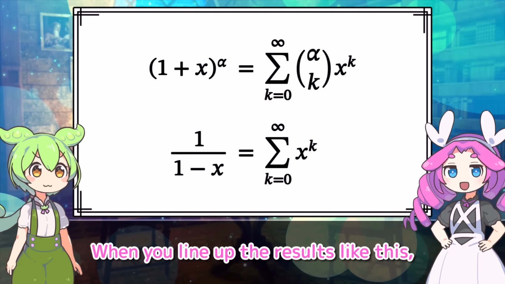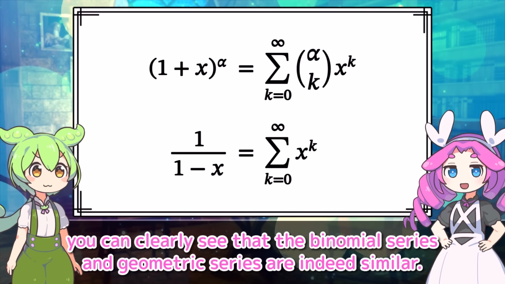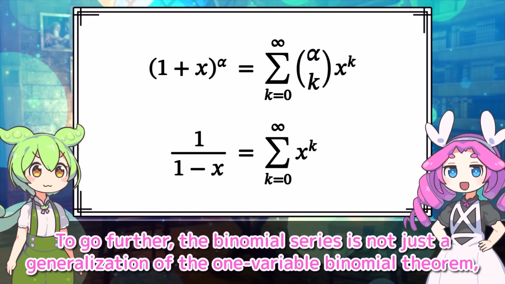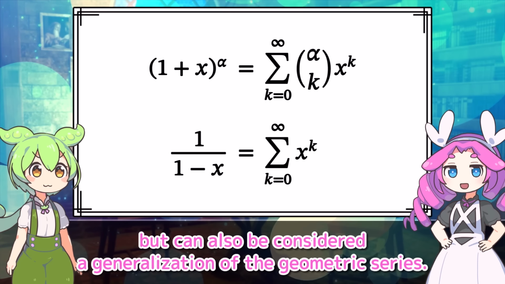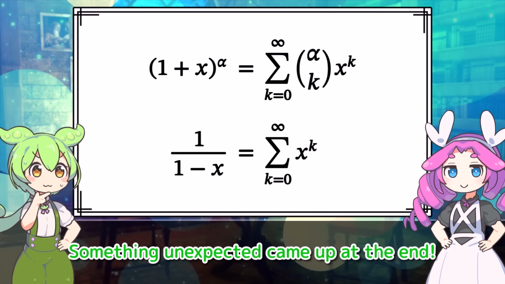When you line up the results like this, you can clearly see that the binomial series and geometric series are indeed similar. To go further, the binomial series is not just a generalization of the one-variable binomial theorem, but can also be considered a generalization of the geometric series. Something unexpected came up at the end.